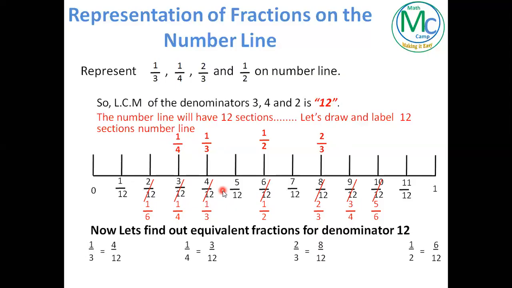Just a quick review of simplification. We have to divide 4 and 12 by their highest common factor. So the highest common factor of 4 and 12 is 4 itself. So 4 divided by 4 is 1. 12 divided by 4 is 3. So likewise, you can see all of them.